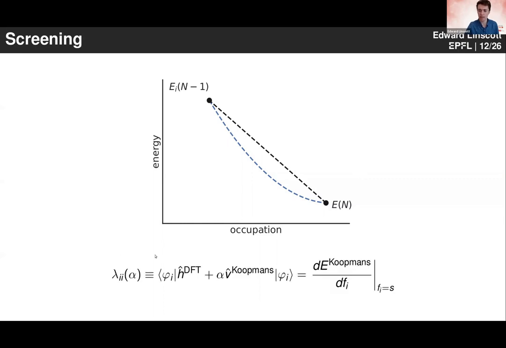Here we can quantify this curvature. If I look at this quantity, I'm going to call this lambda i. This is the expectation value of a Hamiltonian projected onto the particular orbital phi i that I'm filling and emptying. Here we've got the DFT functional, and additionally I can add the Koopmans potential, so this is now a function of alpha. Firstly, if alpha equals 0, then this term vanishes and I'm just left with the DFT result, and the gradient of my energy looks like this blue curve.